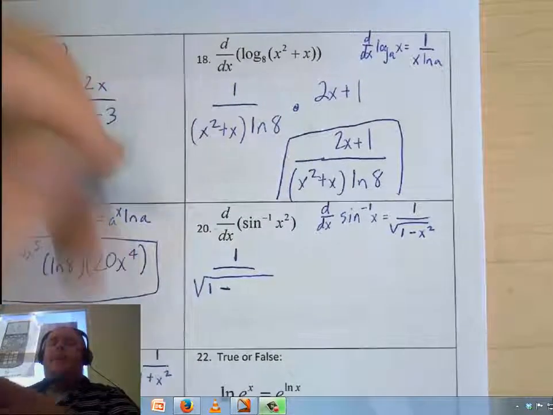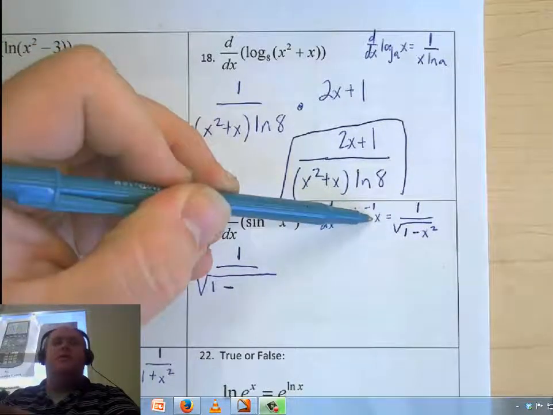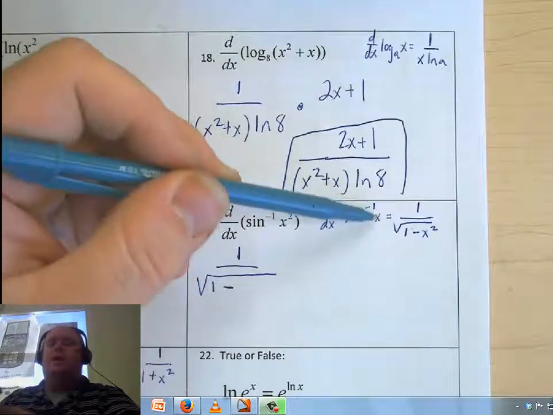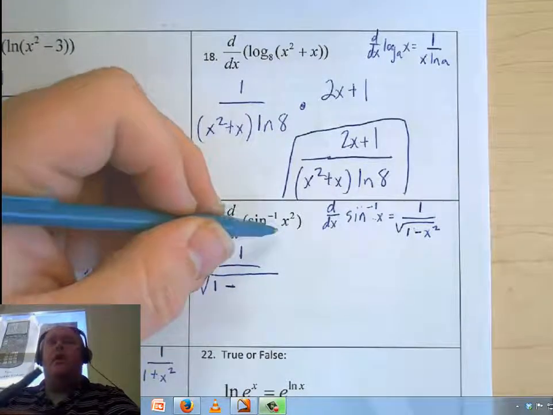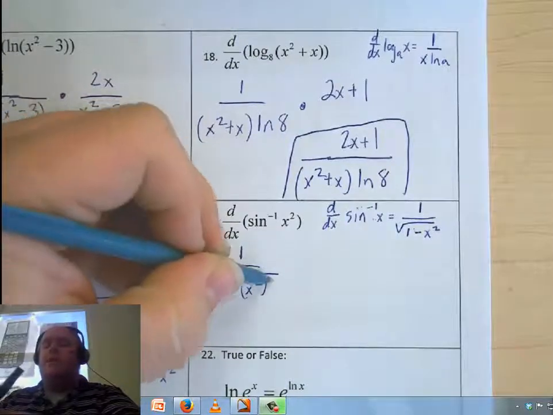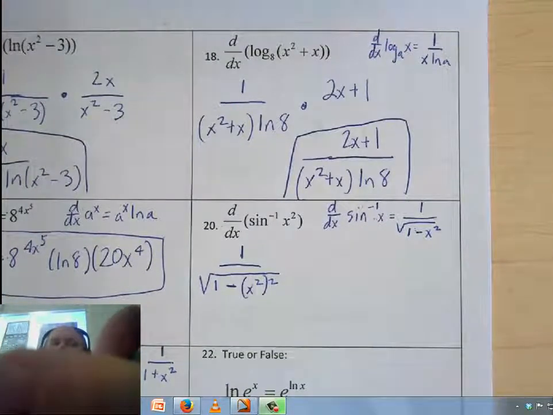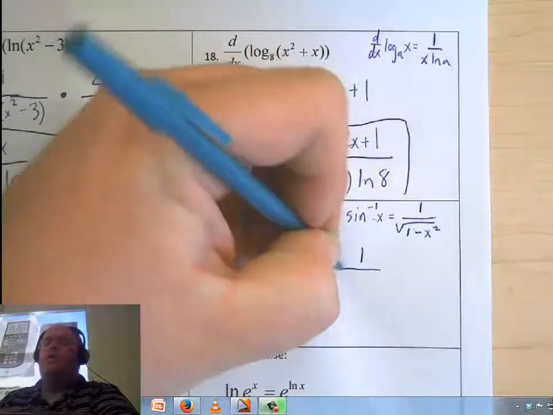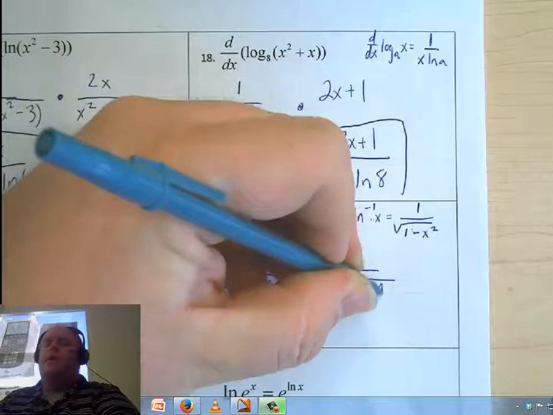But here's the thing. When we're taking the derivative of the inverse sine of x, notice it's minus x squared. So whatever's inside here, we're subtracting the square of it. So I'm going to now be taking the square of x squared. I could really simply write it as x squared to the 2nd power. Well, x squared squared is really just another way of writing x to the 4th. So the preferable answer would be 1 over the square root of 1 minus x to the 4th.